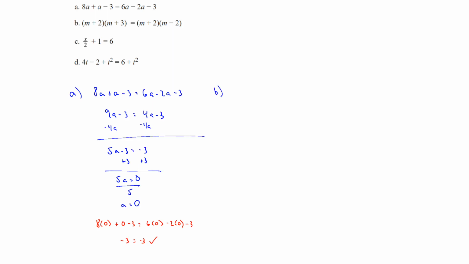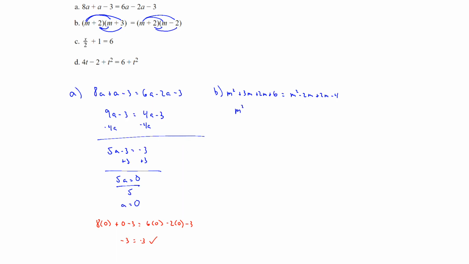On B, we have 2 binomials that are being multiplied. I'm going to use the distributive property. If you want to use your generic rectangles, you definitely can. So this would be m squared plus 3m plus 2m plus 6. I'm distributing the m to the m and the 3, and then the 2 to the m and the 3. And then on the right side, I would have m squared minus 2m plus 2m minus 4. Once again, distributing the m to the m and the negative 2 and the 2 to the m and the negative 2.